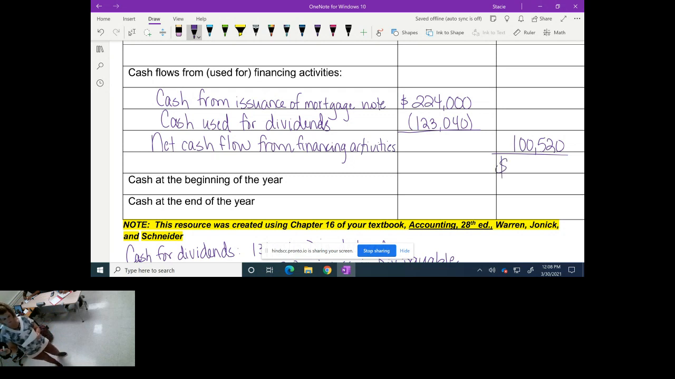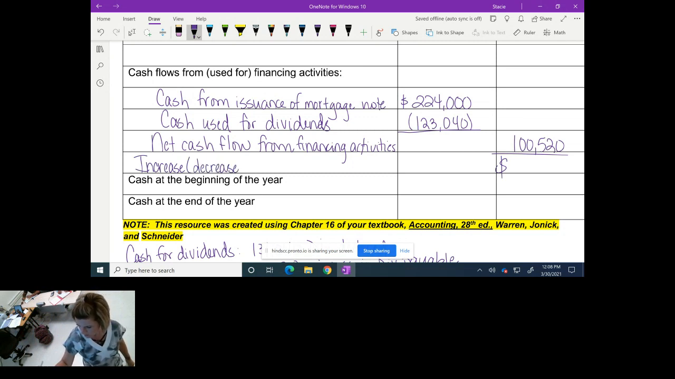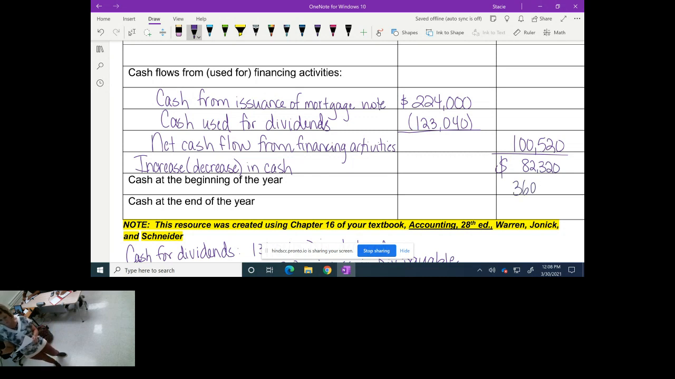And what do you get? $82,320. Is that a positive or a negative? Positive. So we have an increase in cash for the year, 82,320. So the whole year, everything in, everything out, our increase in cash was $82,000. All right, so our cash at the beginning of the year was $360,920. You can get that off the balance sheet. Now add those two together and tell me what you get.